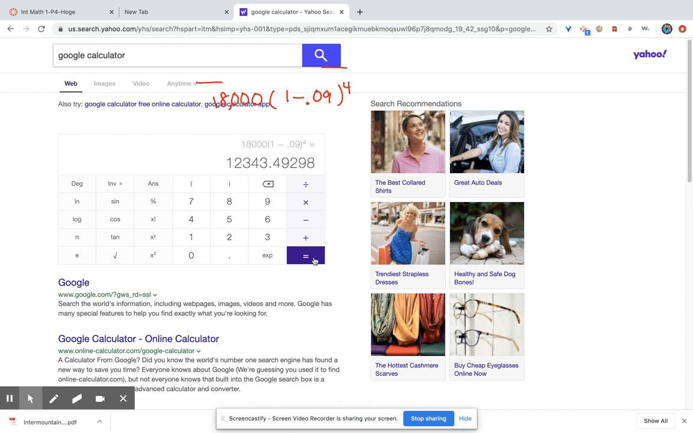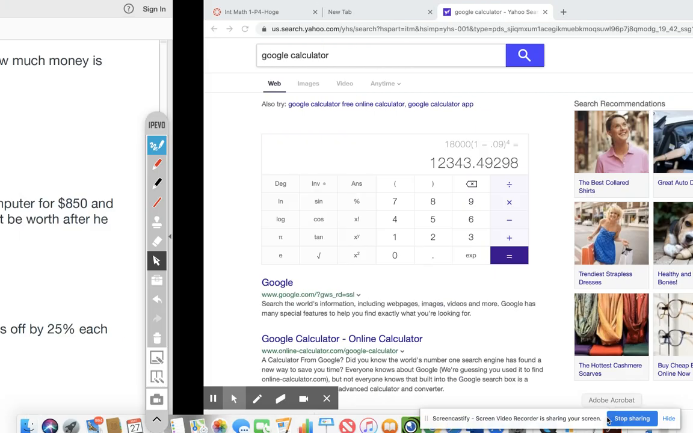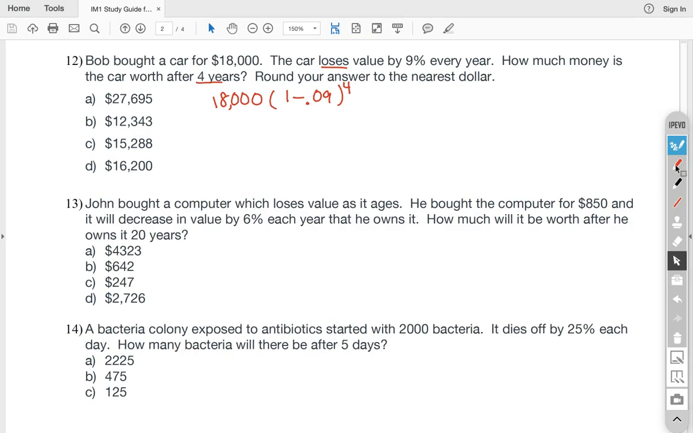1, 2, 3, 4, 3. All right, so let's look at the answer. Another B answer. All right, number 13.